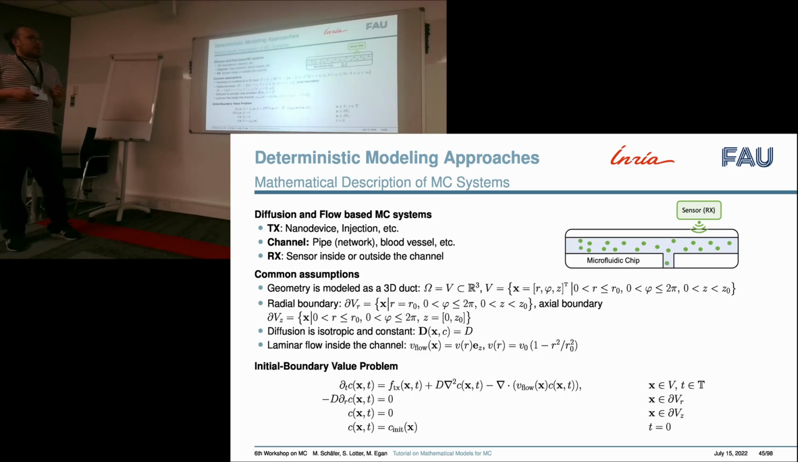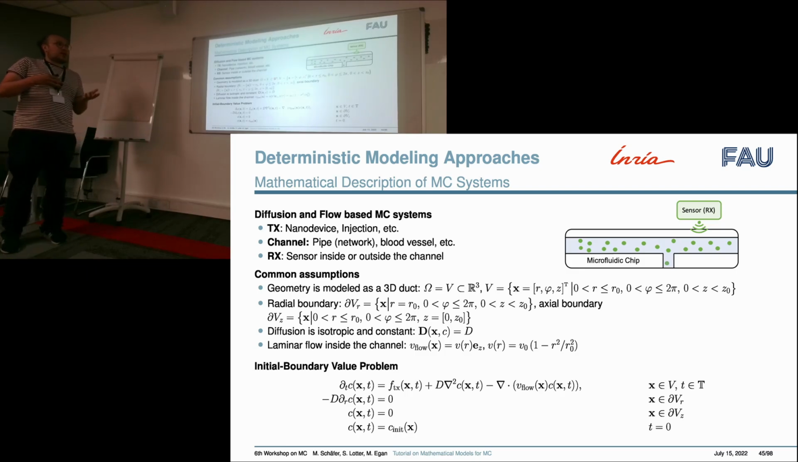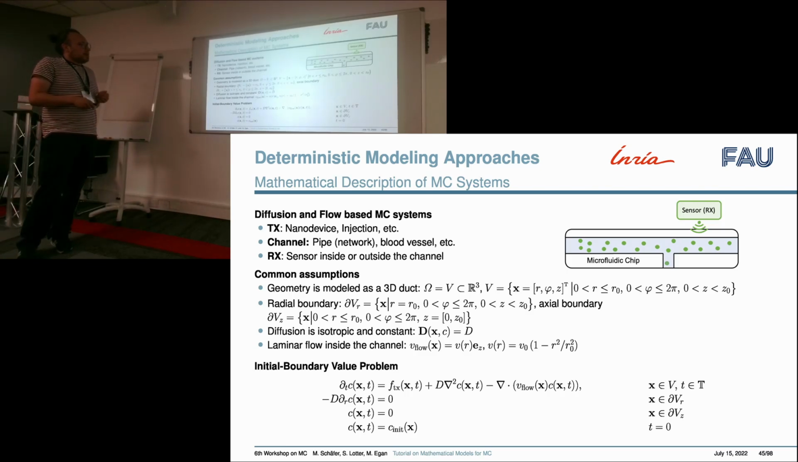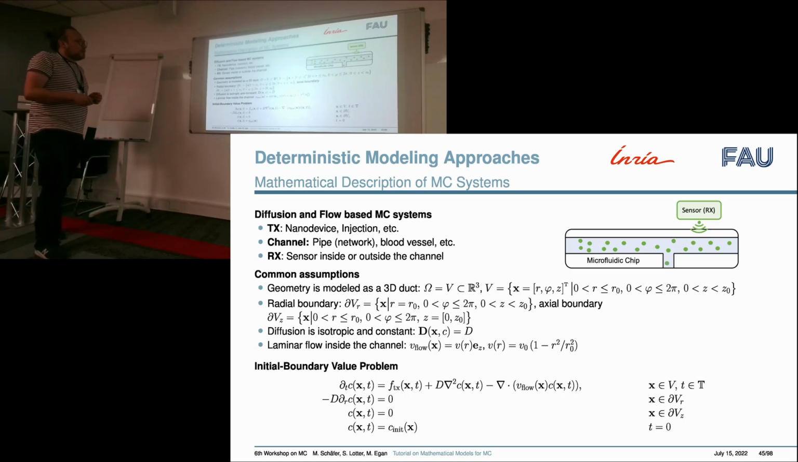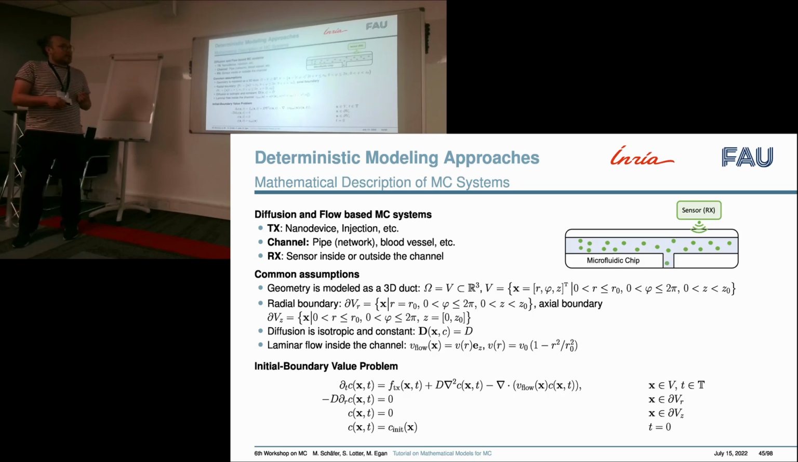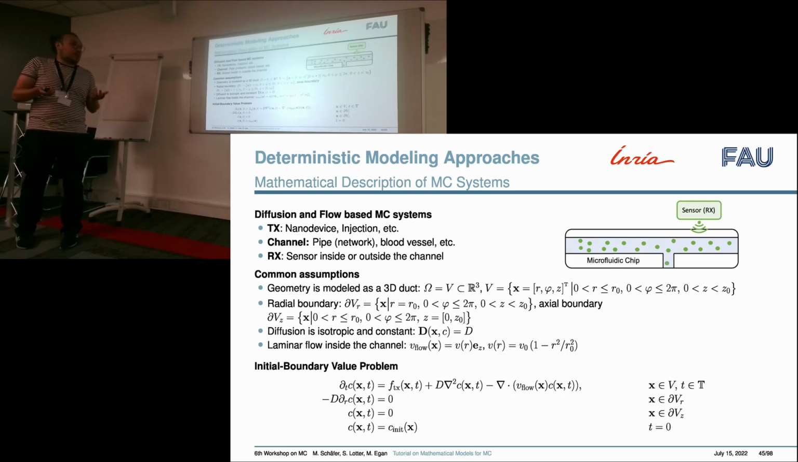So what are the common assumptions for how we model this? We would say, okay, our geometry is 3D with a volume, and this volume is denoted with a vector x in cylindrical coordinates, just defining the boundaries of my system. Then it's mostly assumed that the diffusion is constant and isotropic, so everywhere we have the same diffusion coefficient. And a common assumption is also that we have laminar flow inside the channel. That means that the flow velocity has this parabolic shape, which we have already seen in Nuncio's talk and also in another talk.